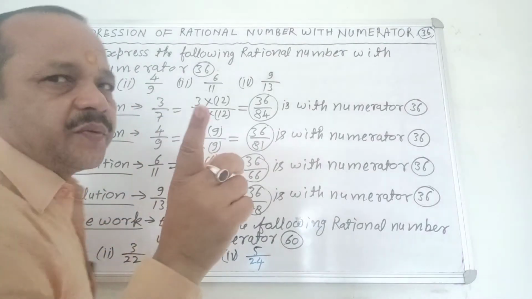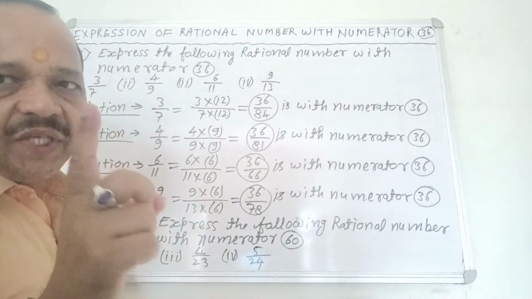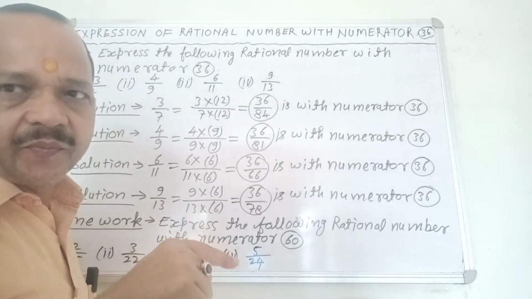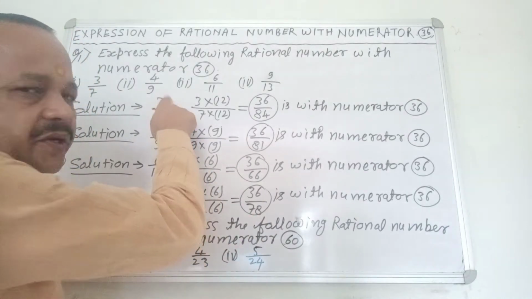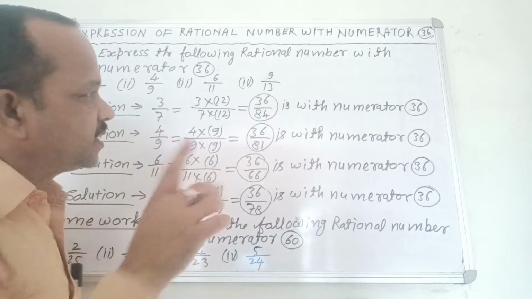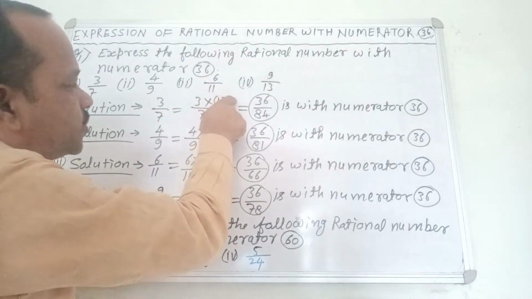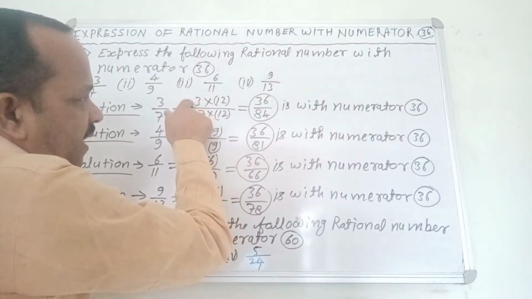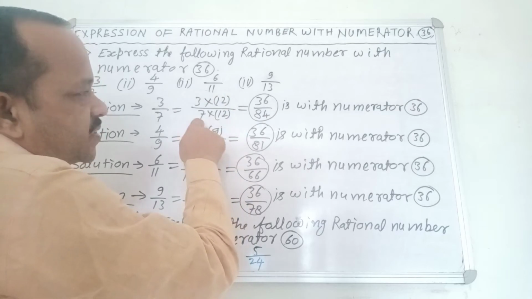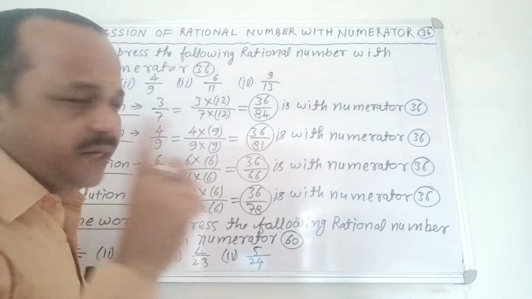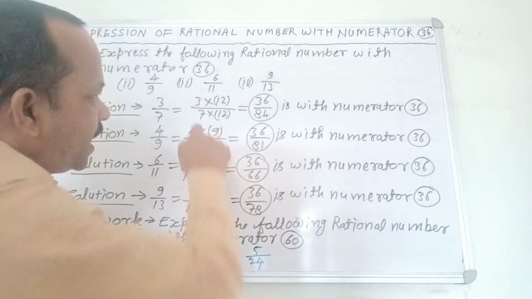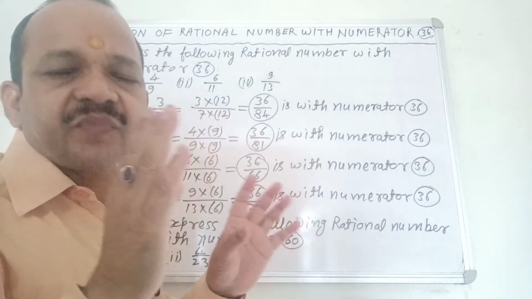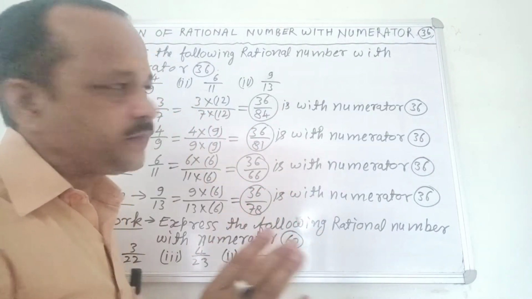3 by 7. Here the question is 3 by 7. Numerator 3, denominator 7. You convert numerator 3 into 36. Clear? You multiply by 12 on both numerator and denominator. You multiply 3 times 12 upon 7 times 12. Clear? It becomes 36 and it becomes 84. Here numerator is 36. It means your answer is correct.